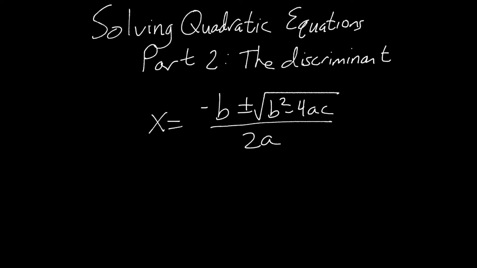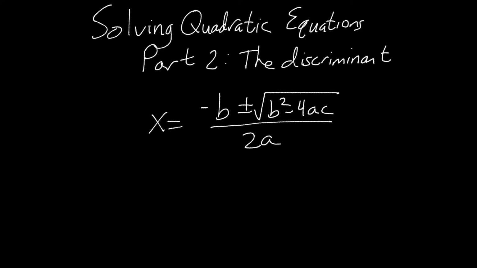Welcome to Solving Quadratic Equations Part 2, the discriminant. In Part 1 we talked about how to use the formula you see in front of you. This is the quadratic formula. How to use it to get the values that x needs to be to make the quadratic equation you are working with equal to 0.